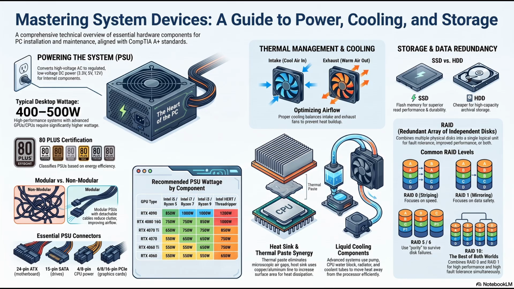RAID 5. Striping with parity. To build a RAID 5, you need a minimum of 3 hard drives. The source says it uses distributed parity across all disks. One disk can fail, and data is reconstructed.